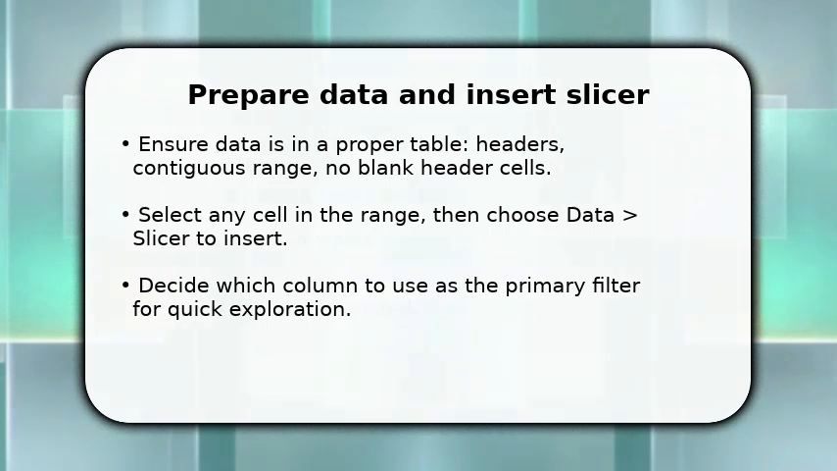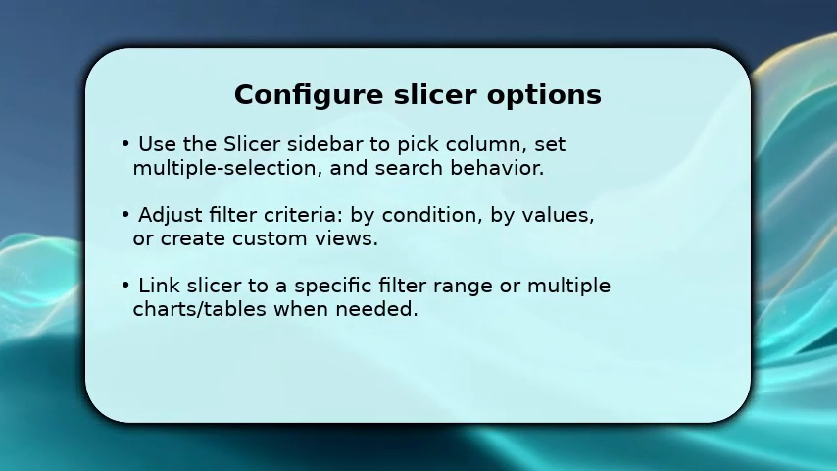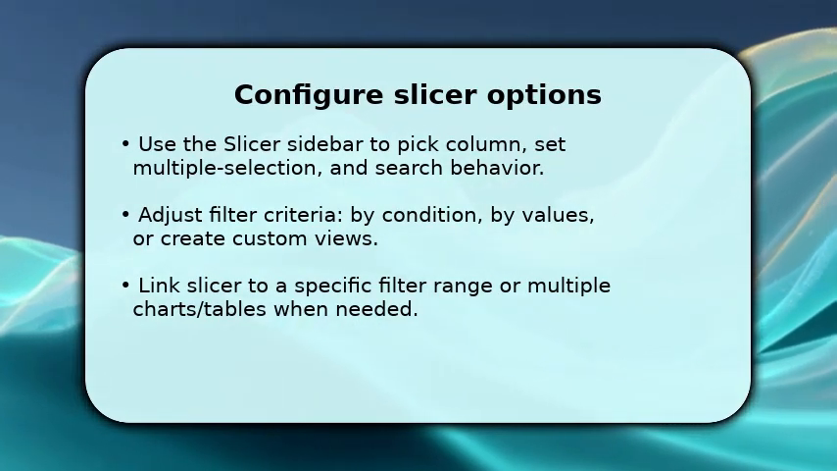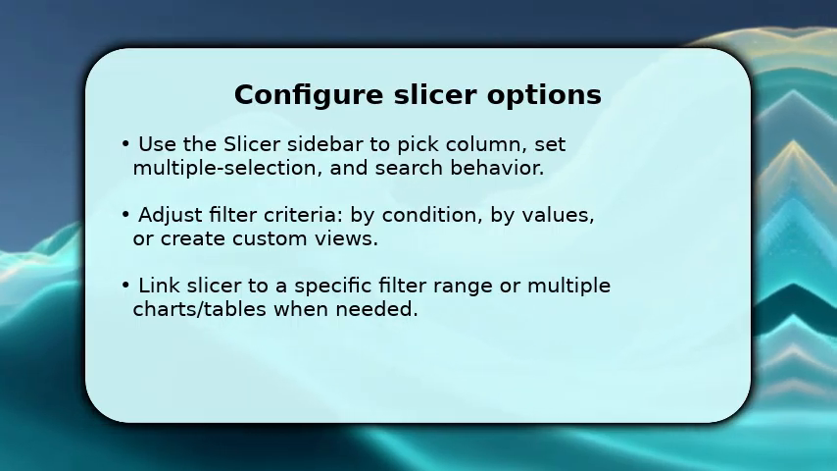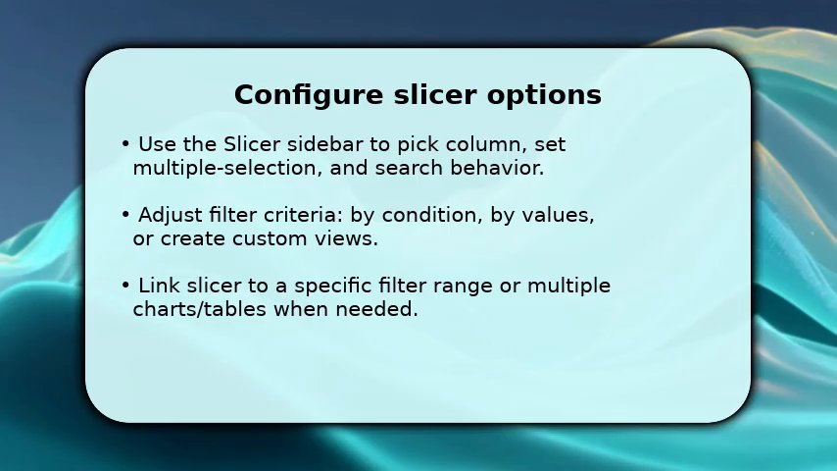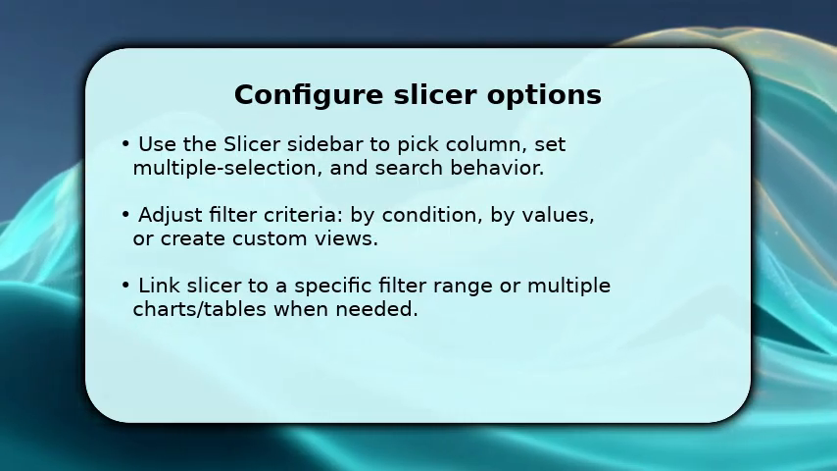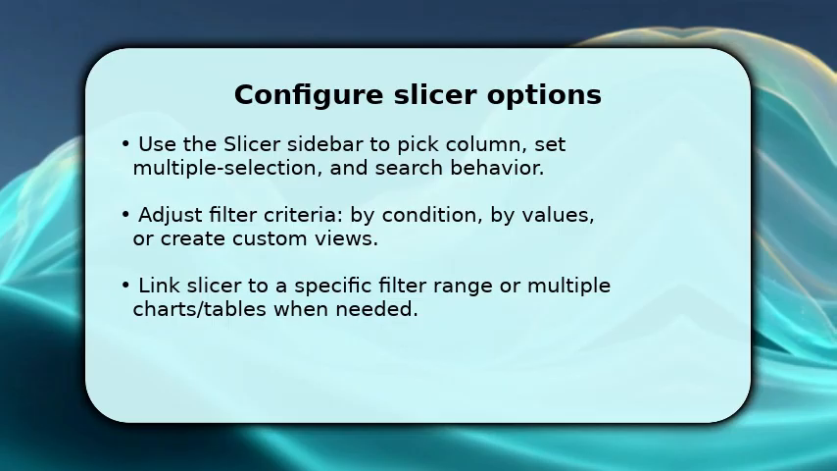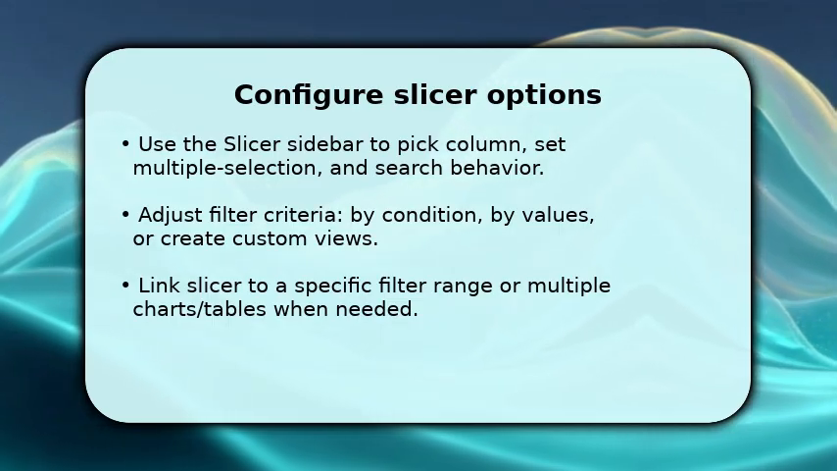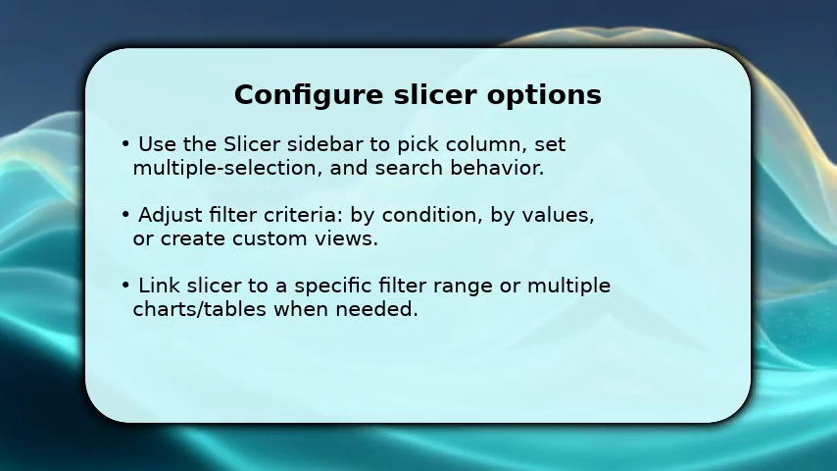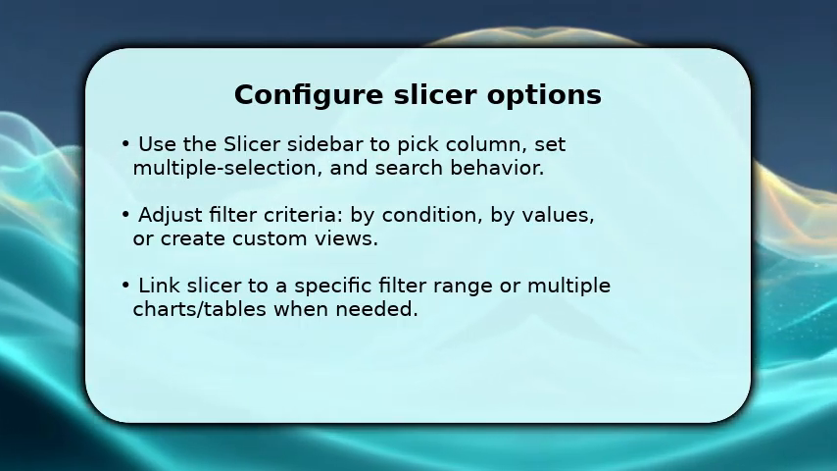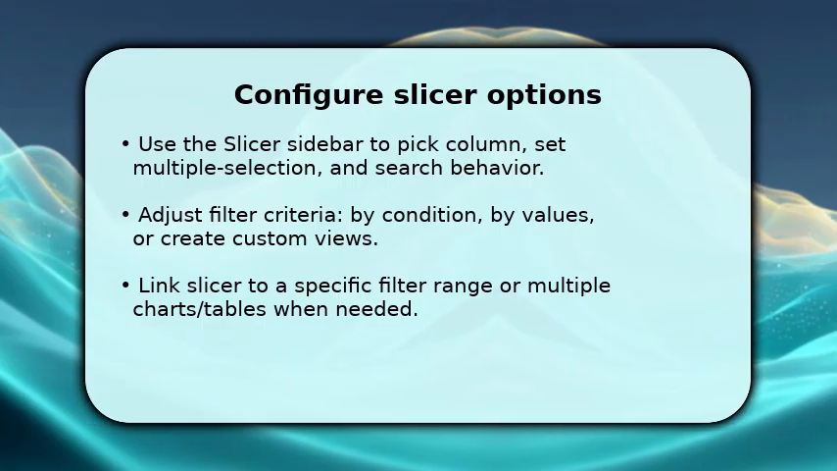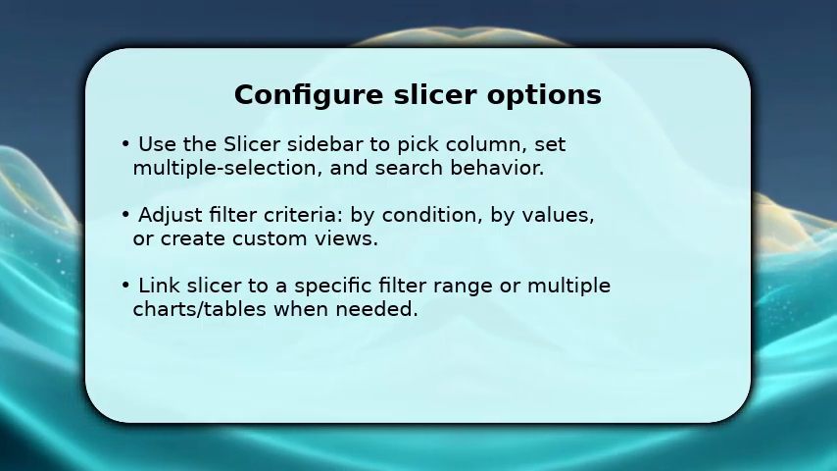Now configure the slicer so it behaves the way you need. Open the slicer settings in the sidebar and pick the column explicitly. This defines the value list. Make sure to enable multi-selection if users should pick more than one value and turn on the search box for long lists. Once done, set the filter type, choose values or conditions, and, if required, connect the slicer to other ranges or charts so multiple visuals update together. This makes exploration coherent across.